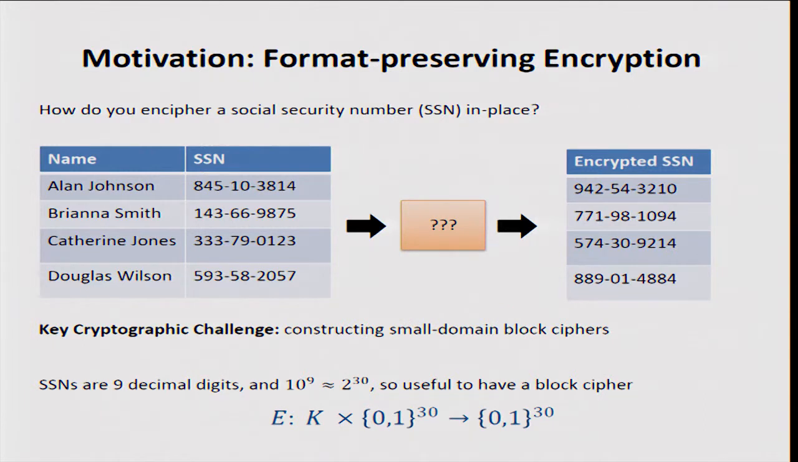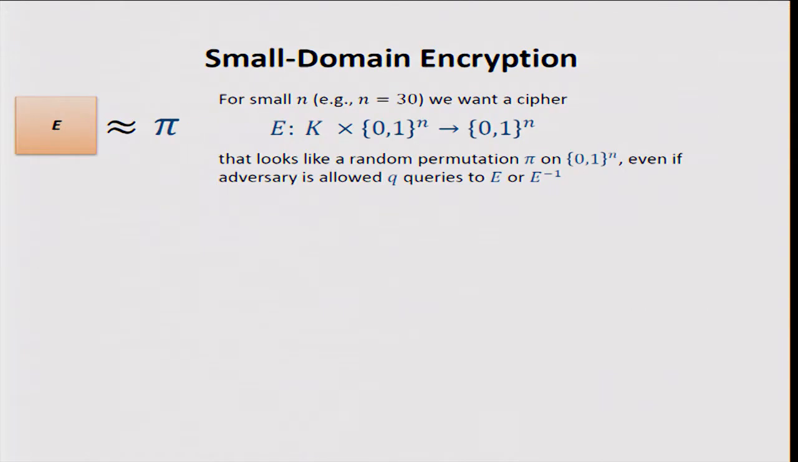Now in building these things, the key cryptographic challenge for us is constructing small domain block ciphers. For our example here with 9 decimal digits, it'd be great if we had a block cipher that worked on 30 bits. Now, that's not all that straightforward. We have AES, but that's 128 bits. That's way too big. So we're going to need some other techniques to get these smaller domain block ciphers.